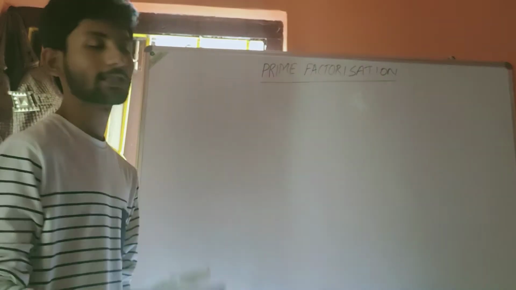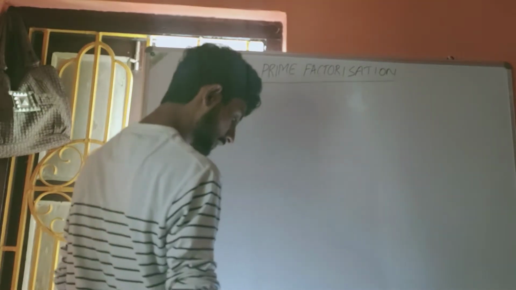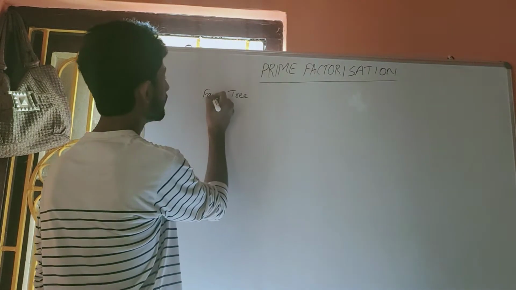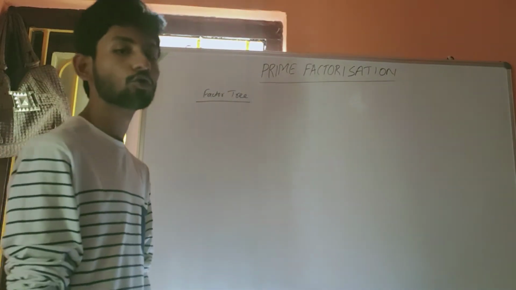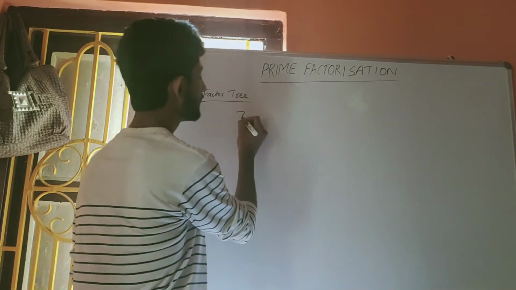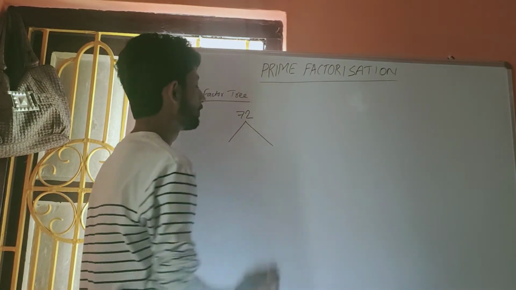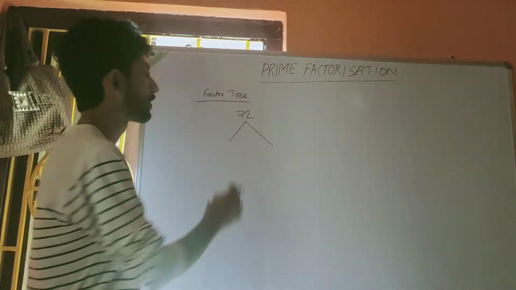There are two methods. First method is called factor tree. So we'll make a factor tree. We'll teach you how to make a factor tree. Suppose the number is 72. We have to make a factor tree. How will we make it? First, 72 will divide into two parts.